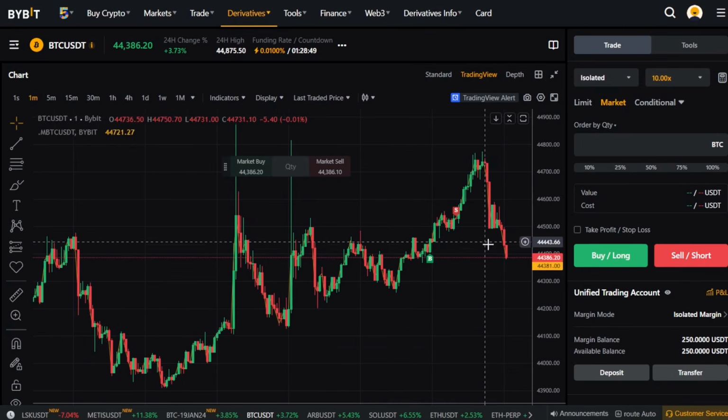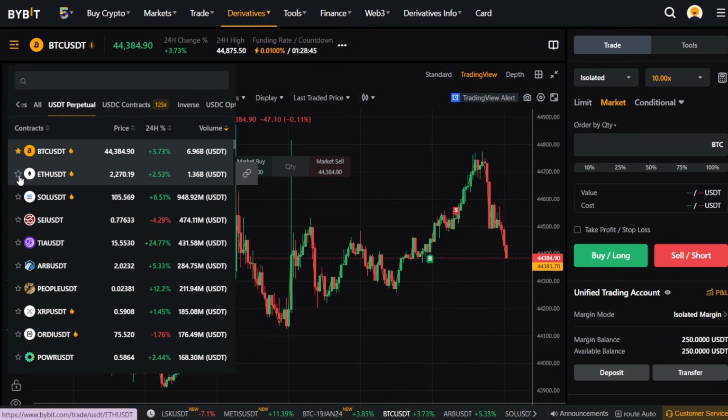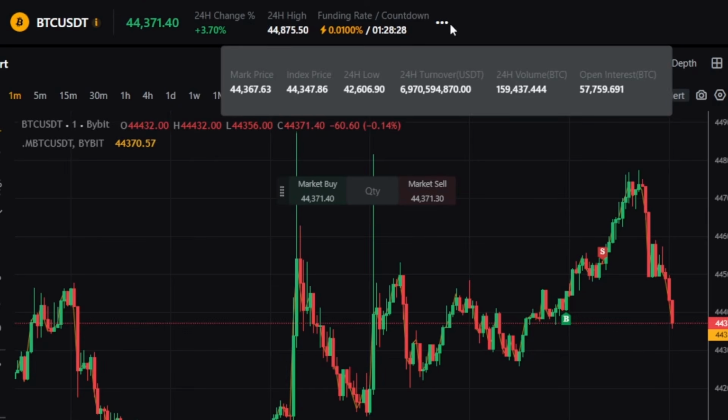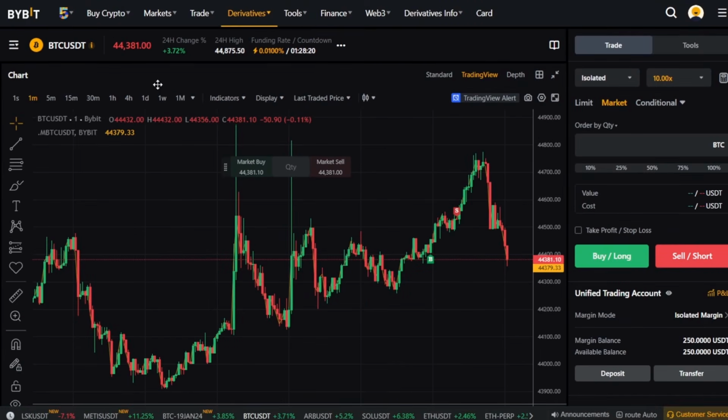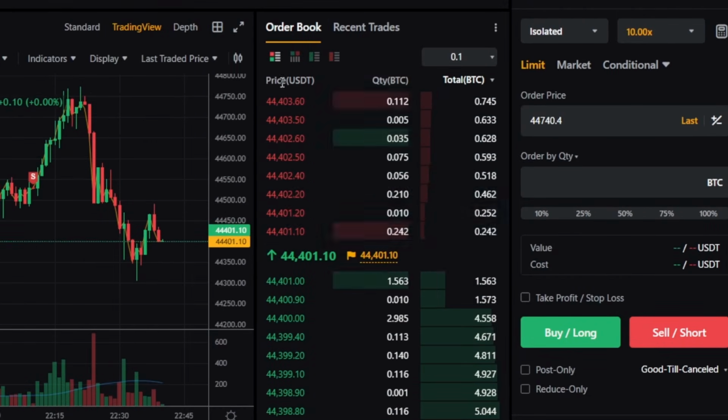Okay, let's talk about the interface. Here you select what currency you want to trade. There are a lot of coins. You can add favorites, the assets which you trade the most, so you can switch between them quickly. This is the current price and the price on the market. You can see here the chart of the changing coin price. This is the order list that shows the prices and volume of buying and selling deals.